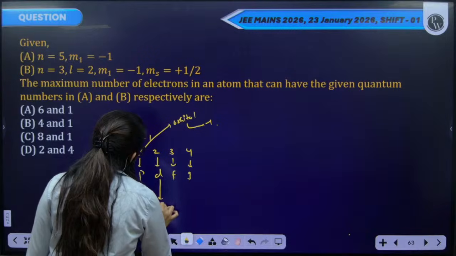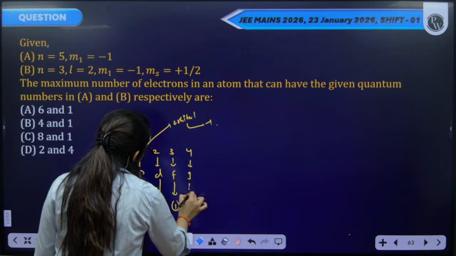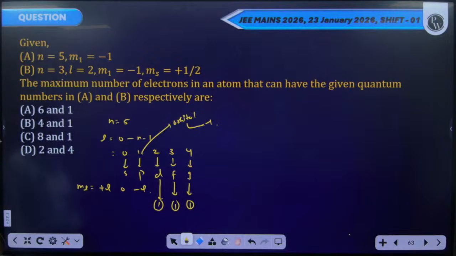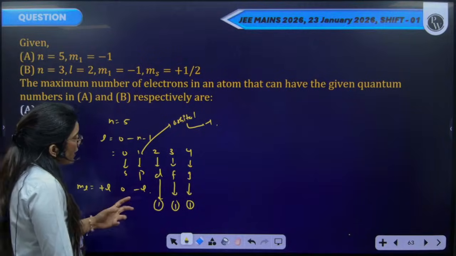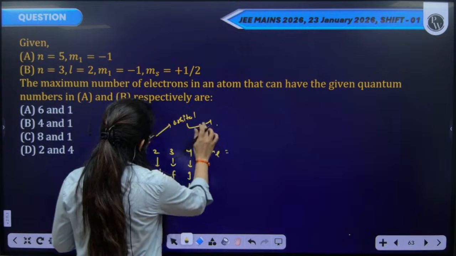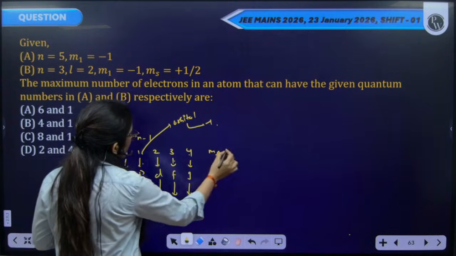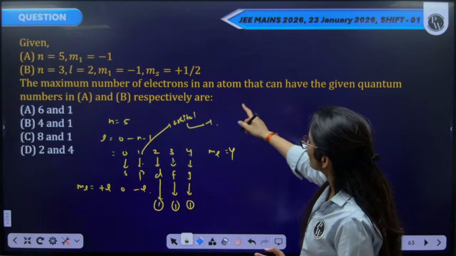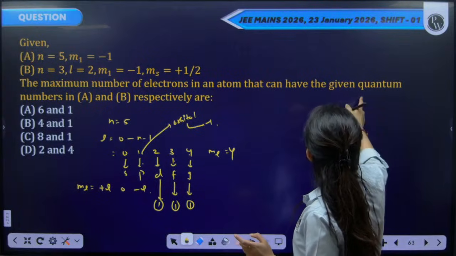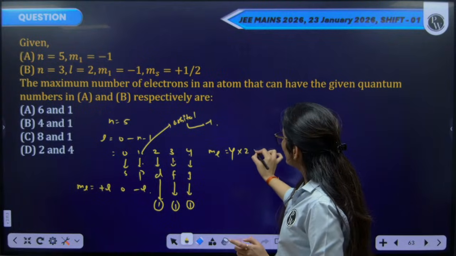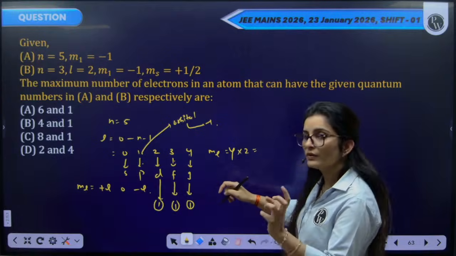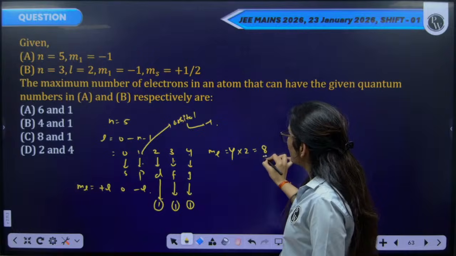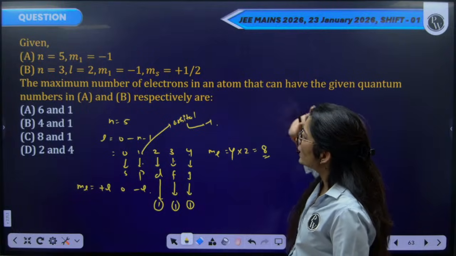Similarly here also one orbital will have it, here also one orbital, and here also it will be one orbital which will have the ML value -1. Okay, so total how many orbitals will have this ML value? That will be equal to 1, 2, 3, 4. Okay, and in one orbital 2 electrons can come. That's why it is asking about the total number of electrons in an atom that can have the given quantum number. So here 2 electrons can have the same ML value, one with the plus half spin and another with the minus half spin. So total 8 electrons will have the same quantum number value.